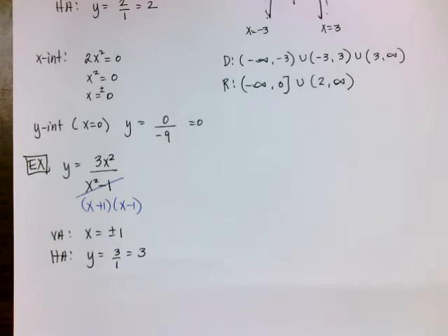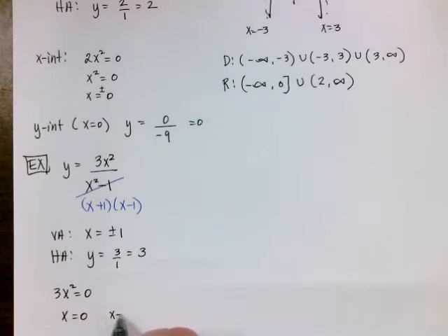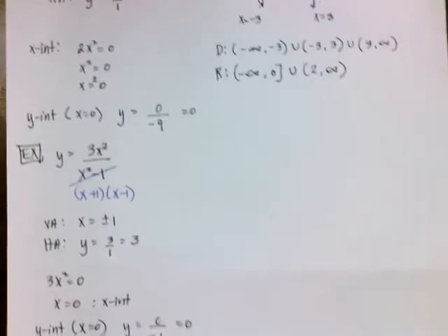What's the next thing that I have to do? The next thing that I'm going to find are my x-intercepts. My x-intercept comes from the numerator. So I'm going to set 3x squared equal to 0, and when I solve, I get x equals 0. And that's going to be my x-intercept. My y-intercept, I let x equal 0, and then I solve. So if I go back to my equation, I get y equals 0 over negative 1. So my graph is going to go through the origin again.